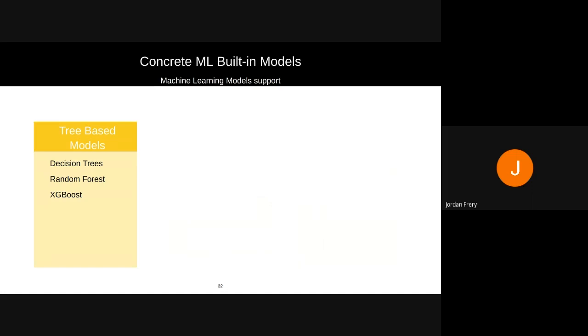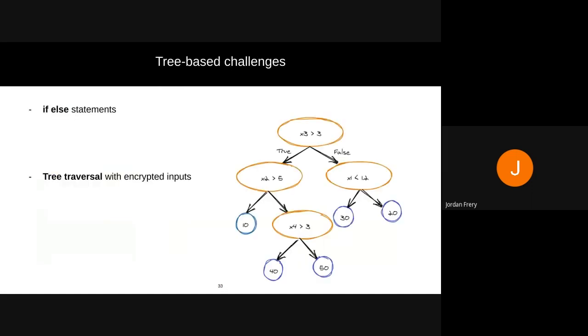So let's take a look at tree-based models here. Tree-based models have a challenge, which comes from the fact that they are built with if-else statements. So in a tree traversal with encrypted input, you would have to do a comparison between, for example, here, X3, which would be encrypted, and a clear value. But comparison, doing a greater than, is not directly possible in FHE.